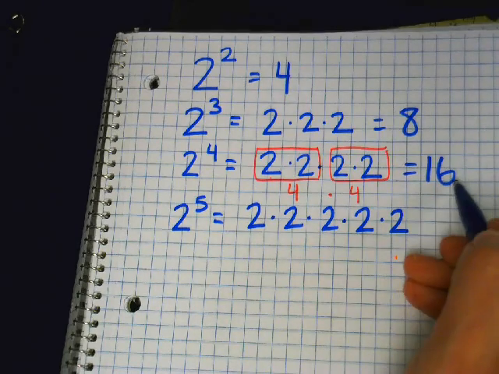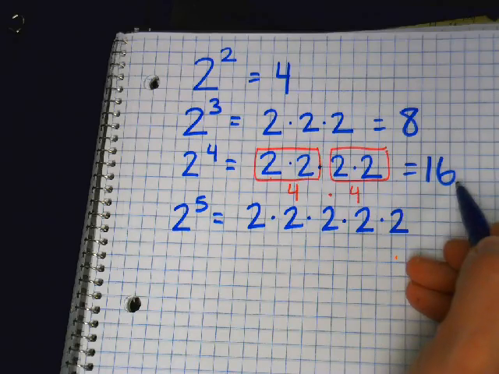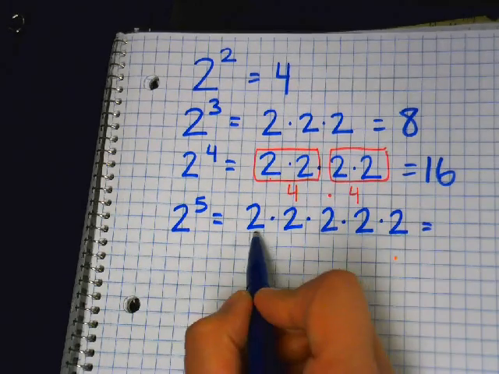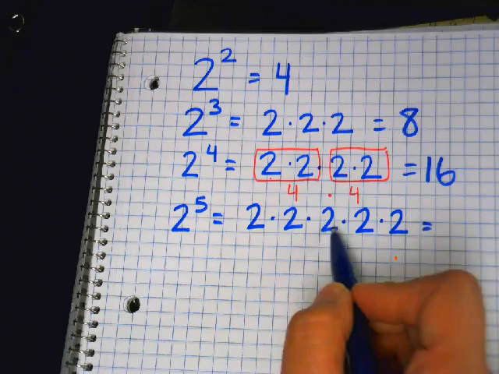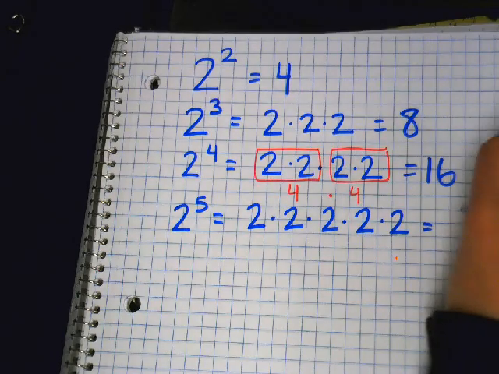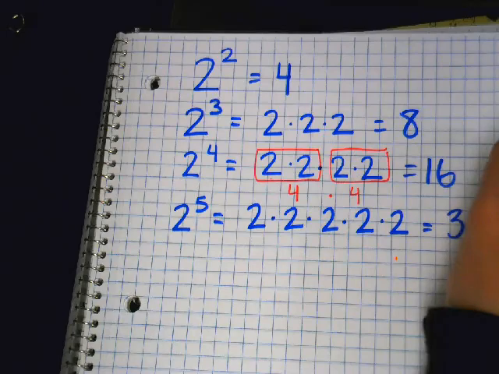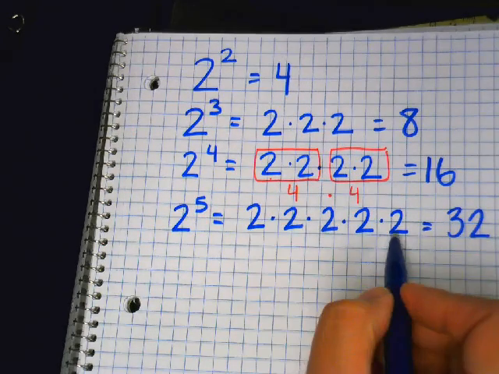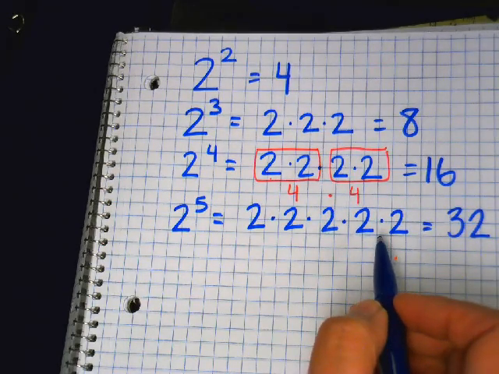Take this number and multiply it by 2 because you're adding that additional 2 at the end. Again, you can make pairs, 2 and 2, 2 and 2, and then that extra 2. So 2 to the power of 5 is 32 because I have 5 of them. And it's not 5 times 2. Math would be so much easier if it was, but it's not.